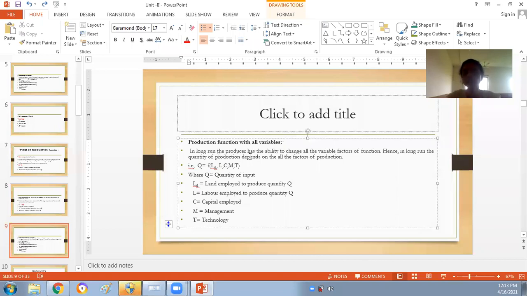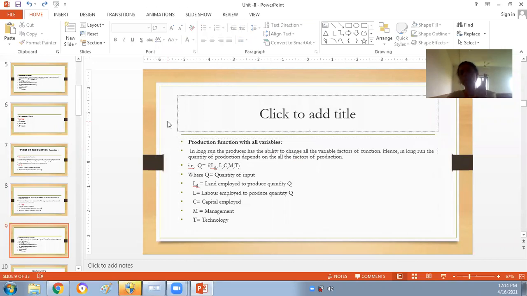Now, in long run, the producer has the ability to change all the variables of factors of production. Okay. Hence, in long run, the quantity of production depends upon all the factors of production. The quantity that we are going to produce will depend upon all the factors of production. Now, what are those factors of production? That is land, labor, capital, management and technology. So, in a long period of time, all the factors of production can be changed: land, labor, capital, management and technology. Okay. So, this is about the different types of production function.